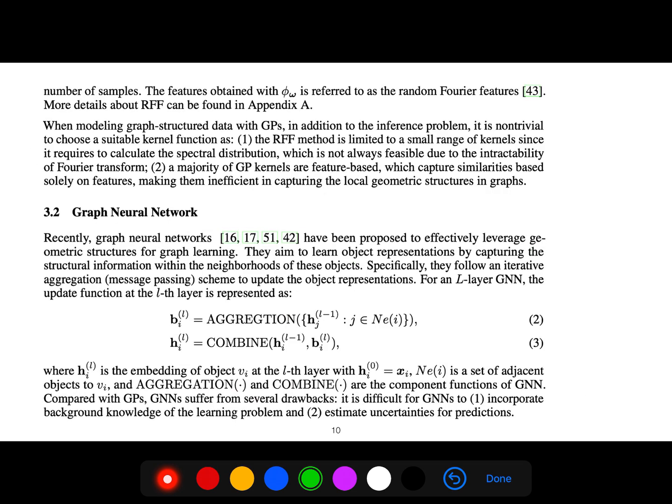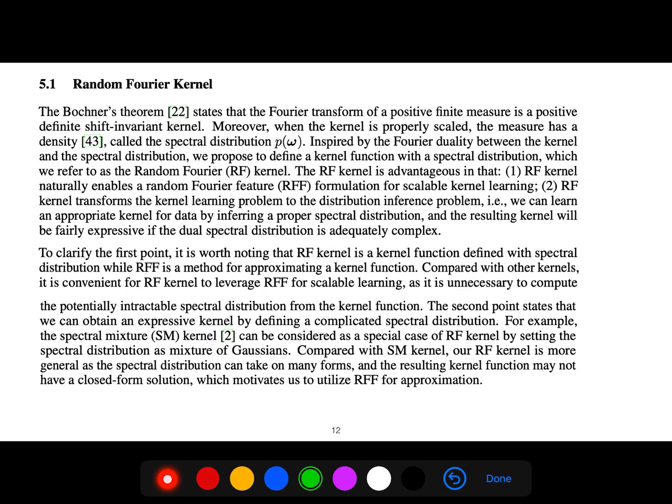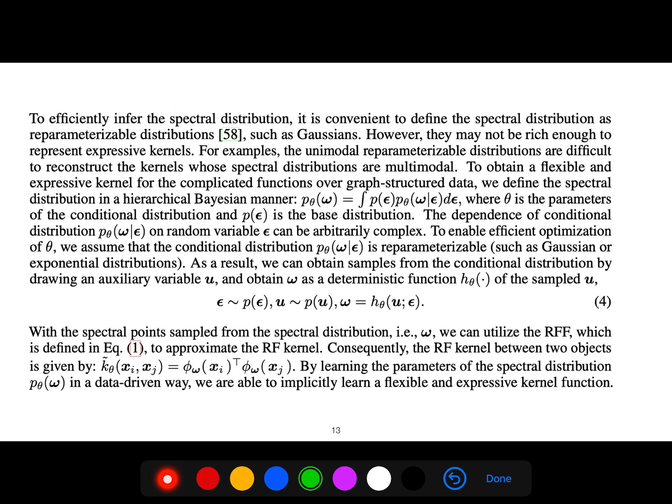And also, they have background on graph neural networks here. Now, this is a structure-aware random Fourier kernel. We propose a novel structure-aware random Fourier kernel. To efficiently infer the spectral distribution, it is convenient to define the spectral distribution as reparametrizable distributions such as Gaussians. However, they may not be rich enough to represent expressive kernels. For example, unimodal parametrizable distributions have difficulty reconstructing kernels whose spectral distributions are multimodal. To obtain a flexible and expressive kernel for the complicated functions over graph structured data, we define the spectral distribution in a hierarchical Bayesian manner.